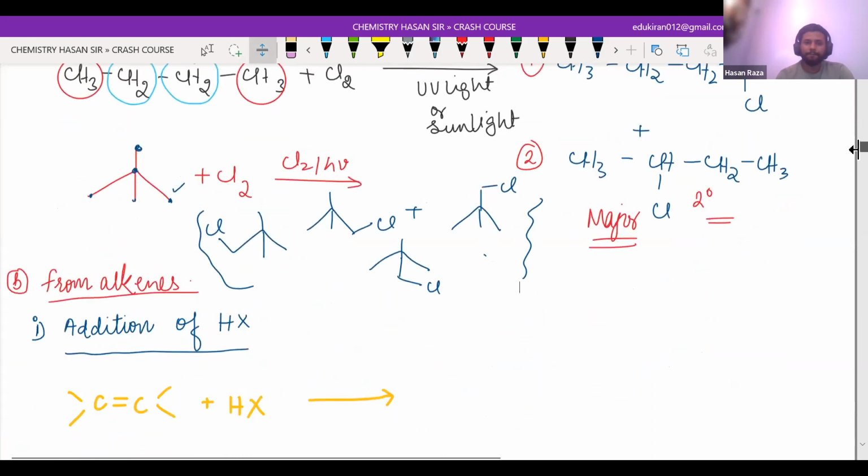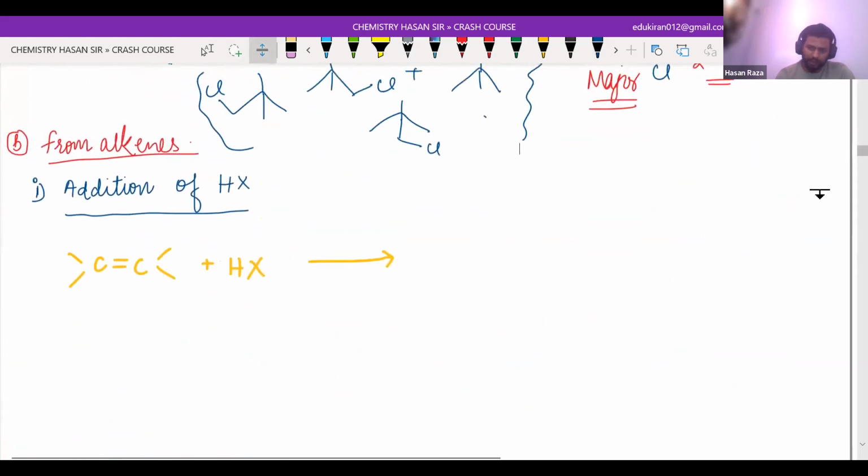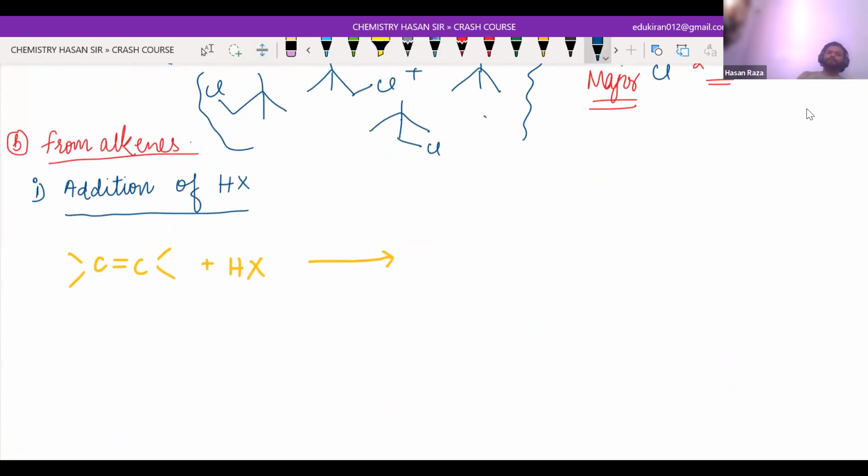Now, there is another preparation of haloalkanes from hydrocarbons, that is from alkene, and this is the addition of HX. Addition of HX can be done by two methods. The first one is Markovnikov, and the second one is anti-Markovnikov. This Markovnikov and anti-Markovnikov only deals with asymmetrical alkenes, not symmetrical alkenes, because in a symmetrical alkene, you can add either group at either place, it won't affect the product.